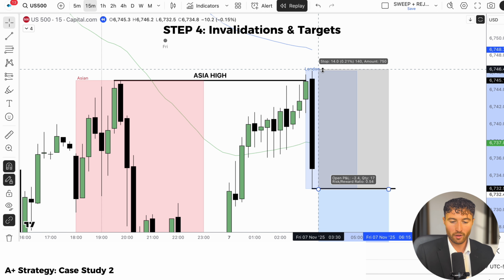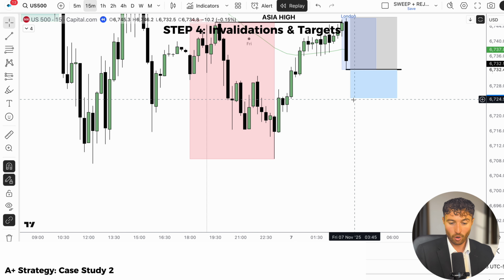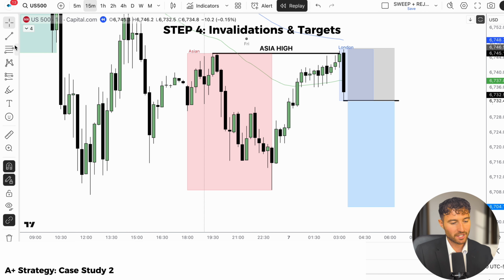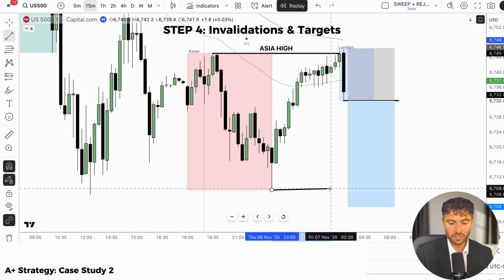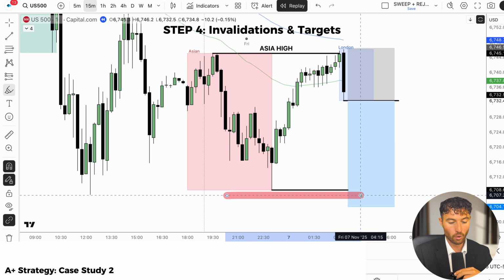Invalidation above the manipulation, make sure to account for some spread in the market. And we're looking at targeting a mechanical, repeatable 1 to 2 risk to reward, which in this example sort of lines up with this Asia session low right here. We know that there's going to be a lot of liquidity resting below this low right here.